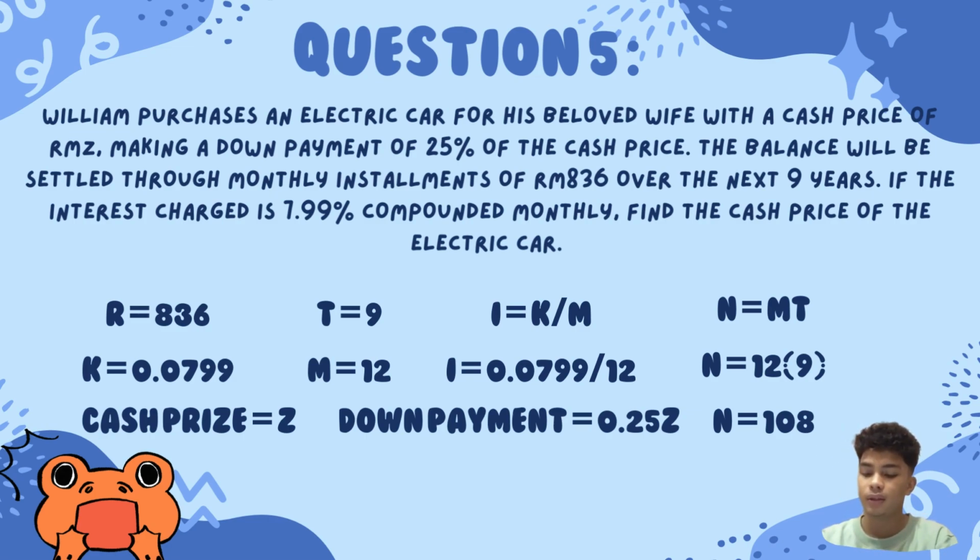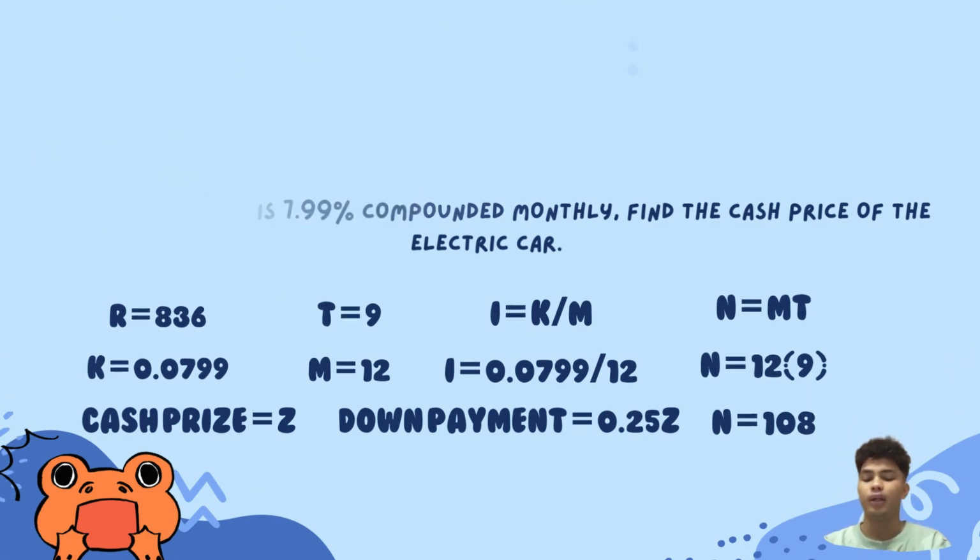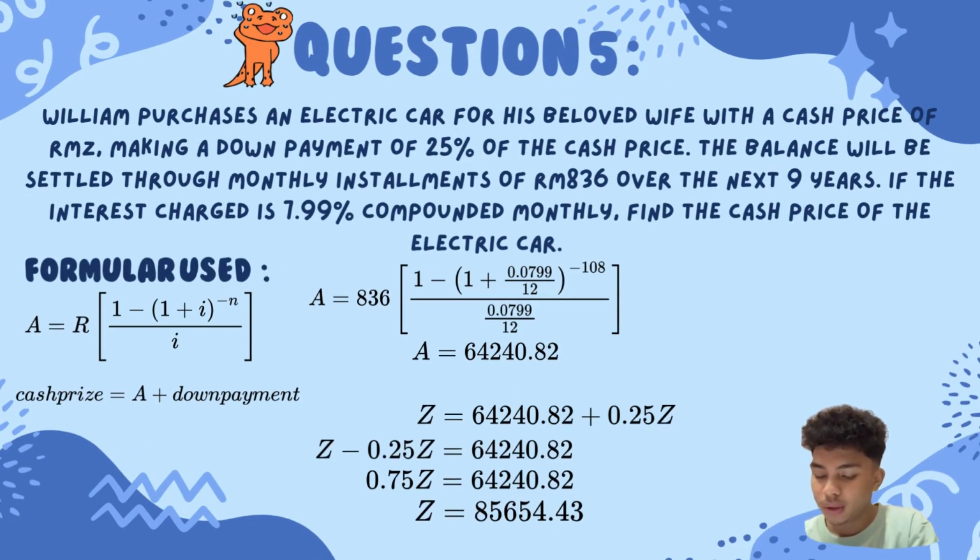Cash price is Z. Down payment equal 0.25Z. So the formula that we use is A equals R times [1 minus (1 plus I) to the power of negative N] over I. So after we know the formula, we can put all the amounts into the formula. So A equal to 64,240.82.